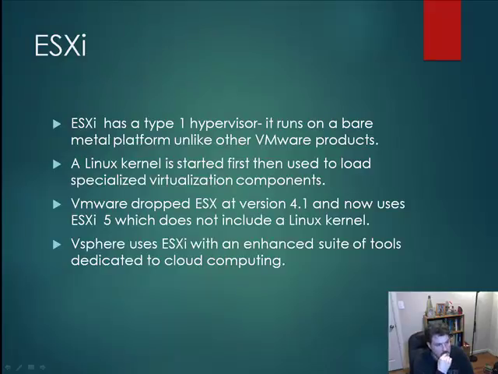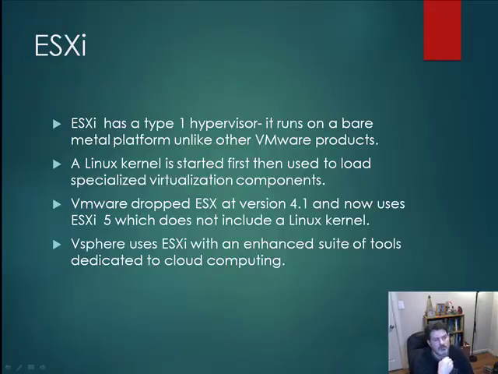ESXi runs on a bare metal platform. This is unusual for VMware products. There are no other VMware products that run using a Type 1 hypervisor. A Linux kernel is started and then first used to load specialized virtualization components that run.